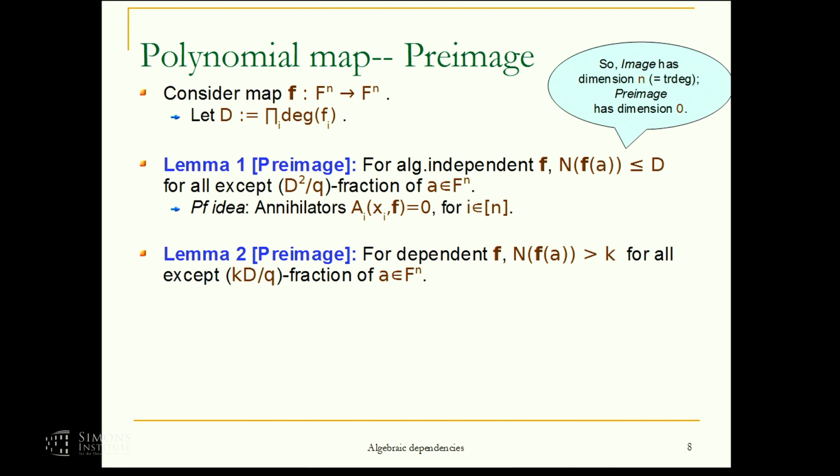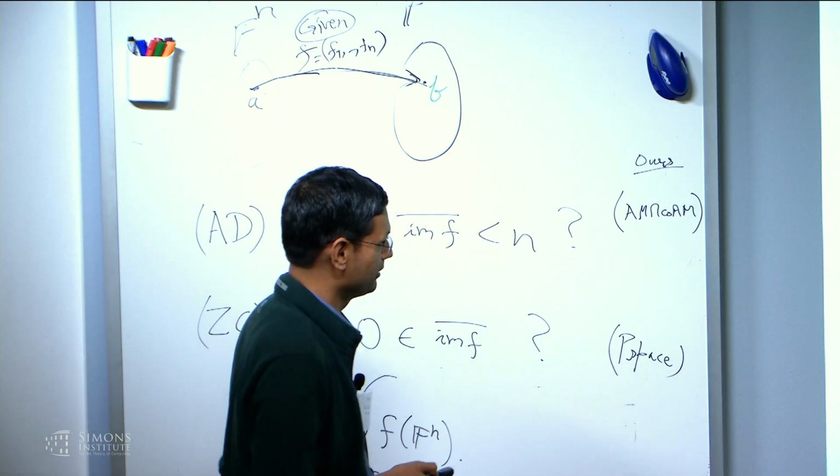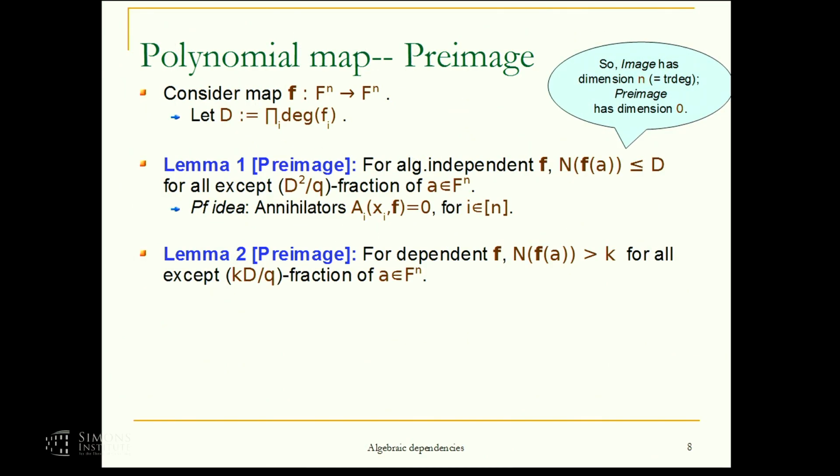The other case is when the polynomials are dependent. In this case, you would expect the pre-image to be large, and this is what we are saying: for almost all the a's, for a high density of a's, the pre-image is big. So you fix k to be d or 2d. Then here you have the pre-image bigger than 2d, and there you had pre-image smaller than d. So you have a gap. This gap gives you an AM protocol.